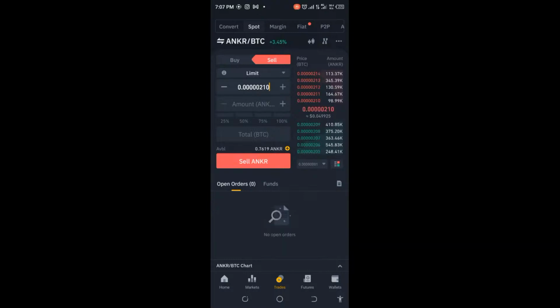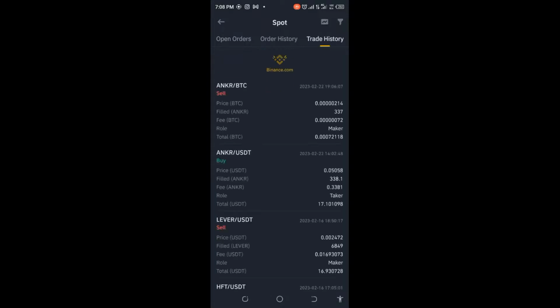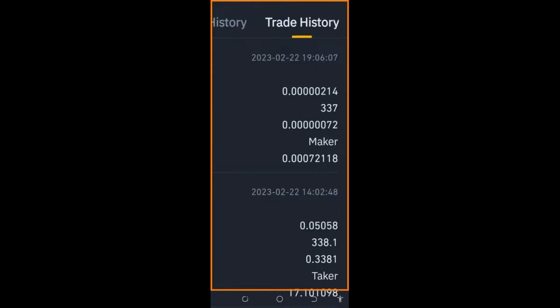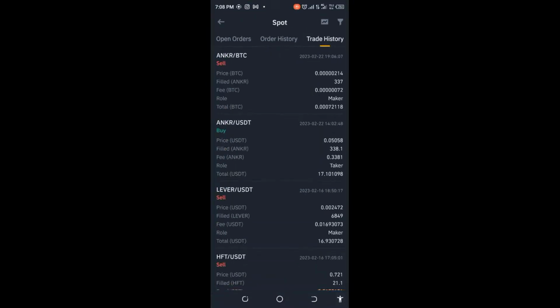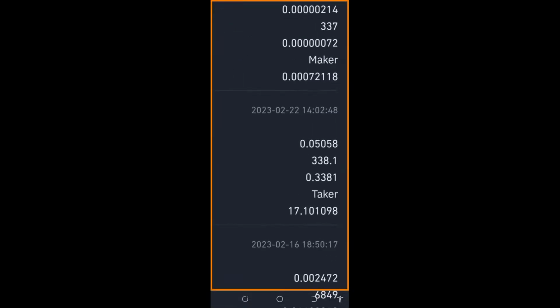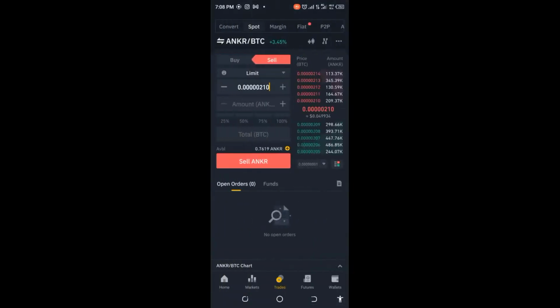Okay, I'm back. So now it's already sold to BTC. So let's go check and do this quickly before BTC goes down. Let's just check the trade history. All right, so it's already sold, and we got 0.0007218. Okay, and how many hours did that take? Let's see, 14:02 and then 19, like about 5 hours. But let's go ahead and just quickly do this.